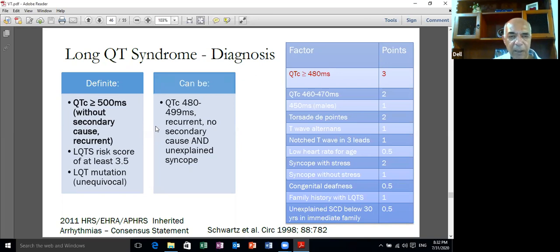If the QTc is somewhere between 480 and 499 milliseconds and is recurrent, repeatedly measured, and proved to be in that range, and there is no obvious secondary cause, but there is an associated unexplained and suspected arrhythmogenic syncope, then this is a possible long QT syndrome.